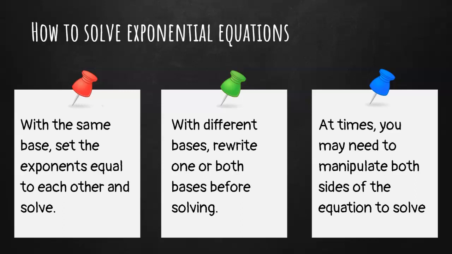But if you have different bases, you need to rewrite either one or both bases before solving. And then also at times you might need to manipulate both sides of your equation to solve. So let's look at some examples together.